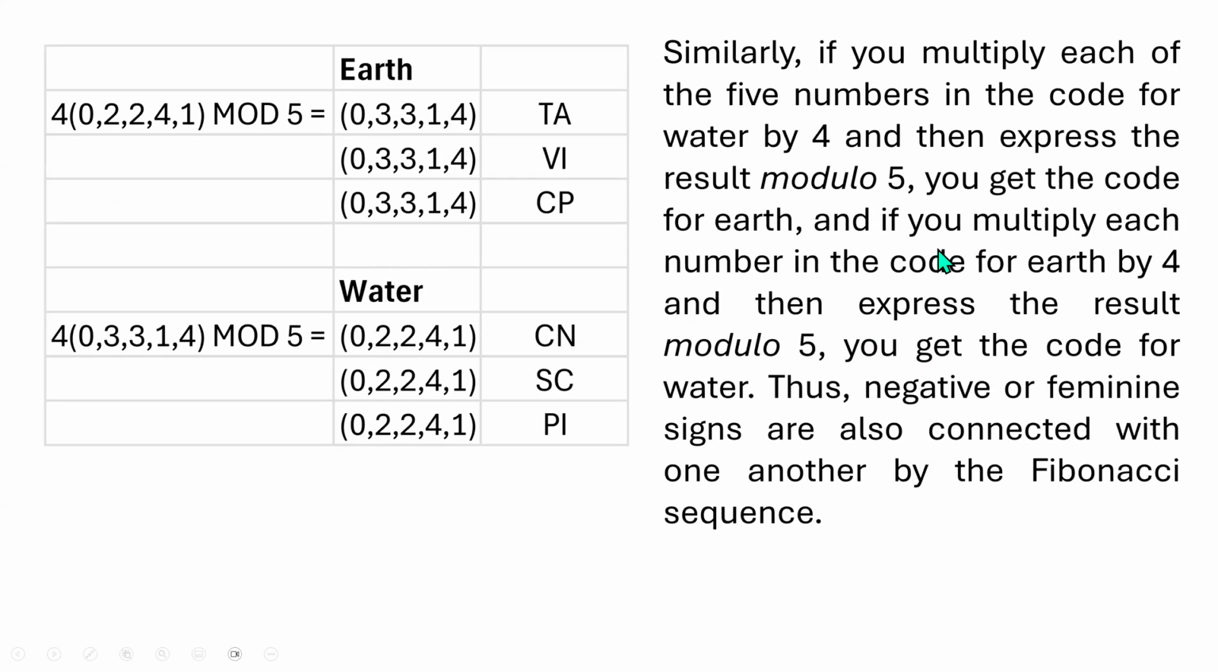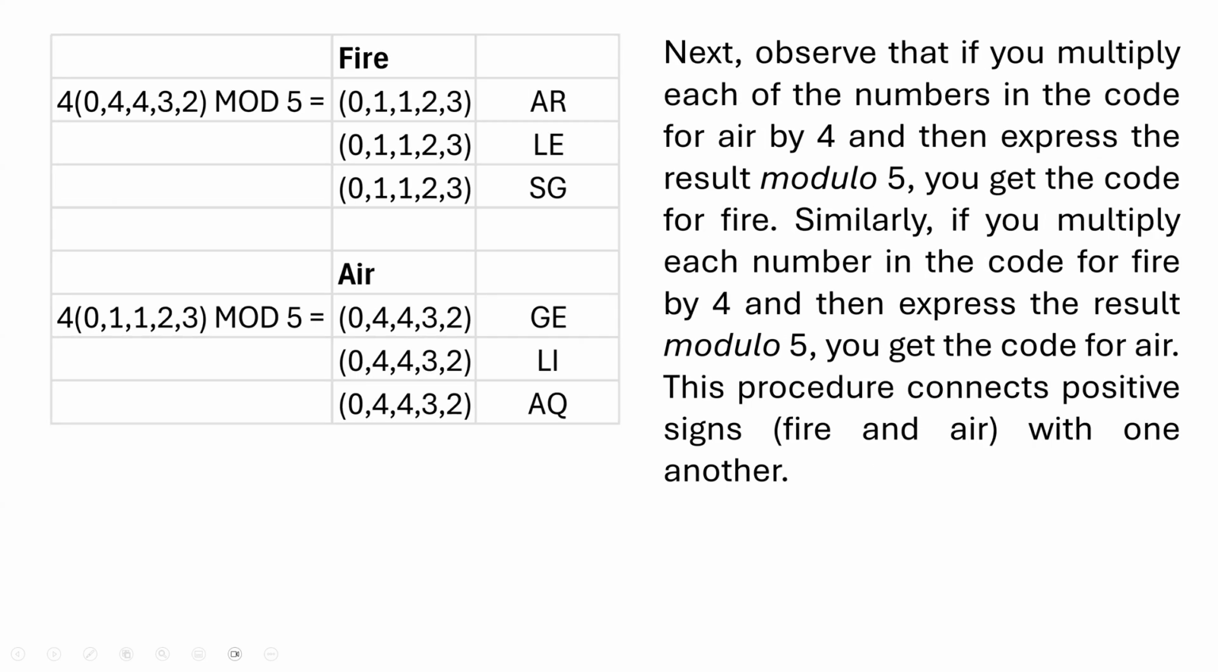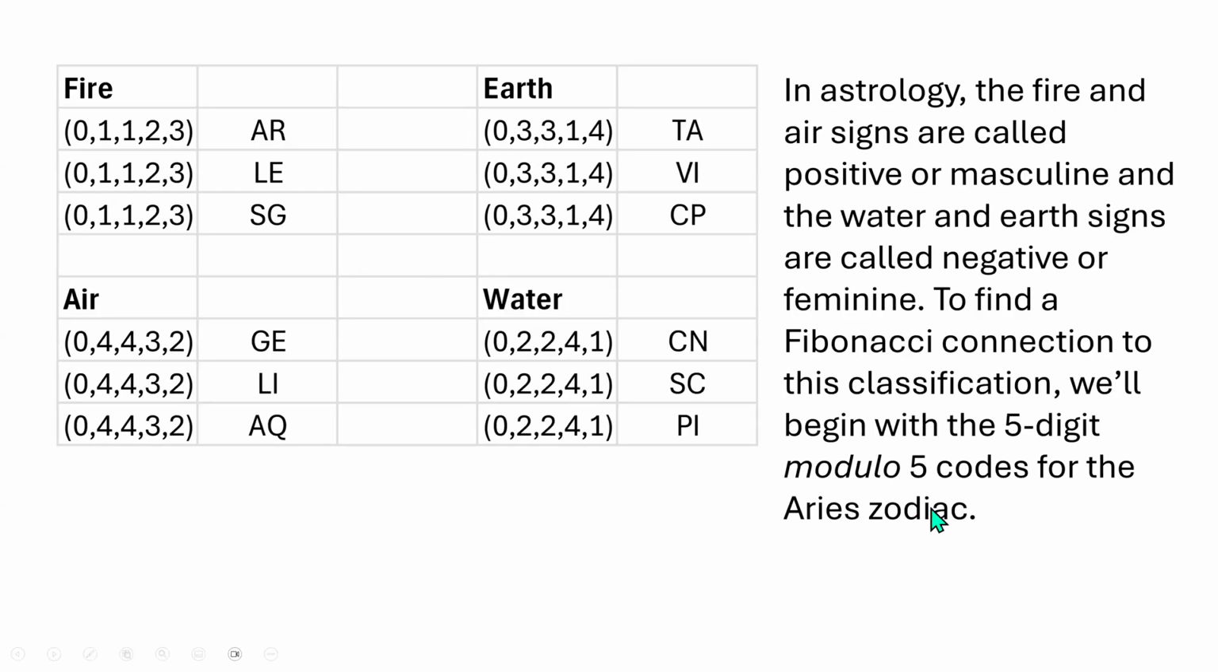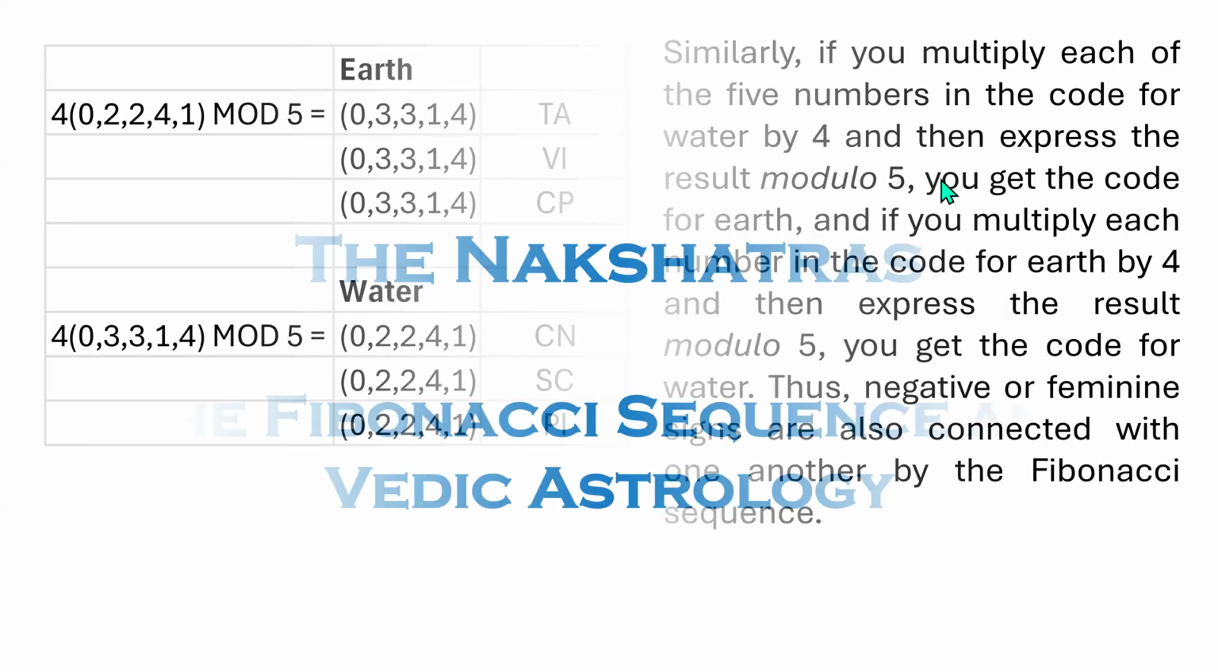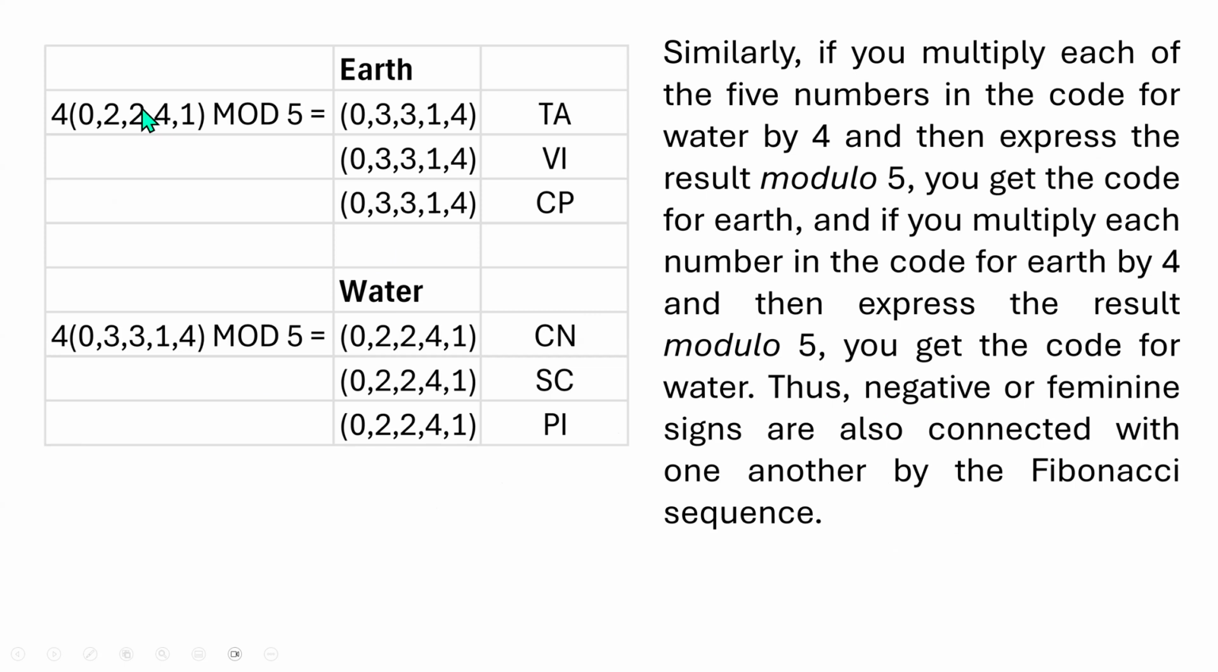Now, the same thing happens with earth and water signs. We take our 5-digit code, modulo 5, and I think I said that we got these codes using the Aries zodiac. We could take this Aries zodiac 5-digit code for water, 02241, multiply it by 4, reduce the result modulo 5, and I get back the 5-digit code for earth signs.